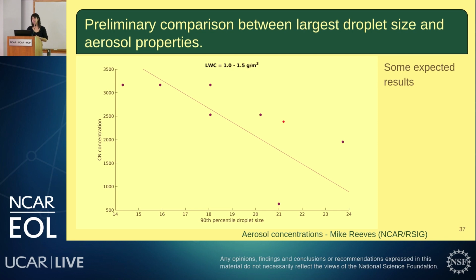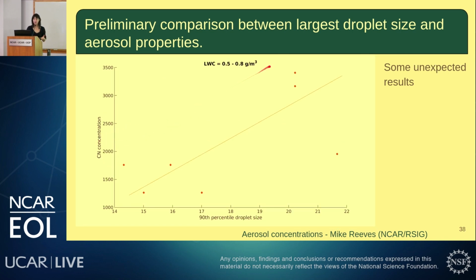But there were also some groups of similar cloud passes with the same liquid water content that had unexpected results. So here we're looking at CN concentration and the 90th percentile droplet size, and they're having the opposite trend of what one would have thought.